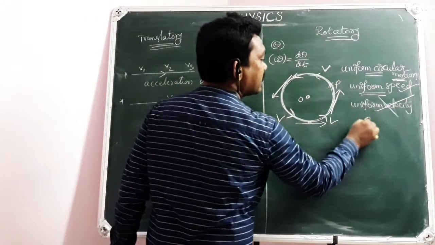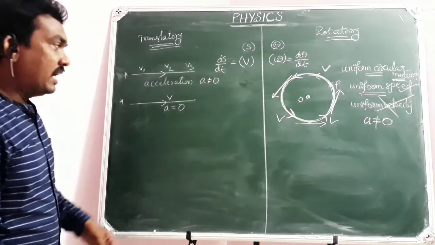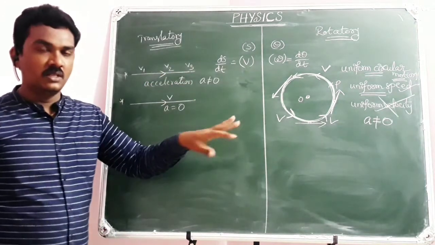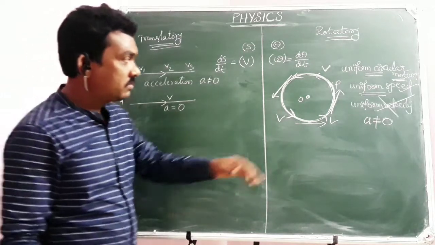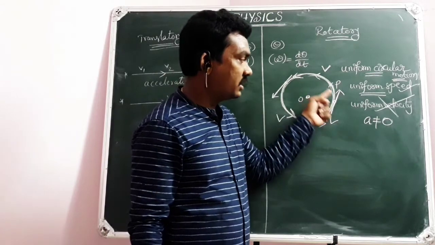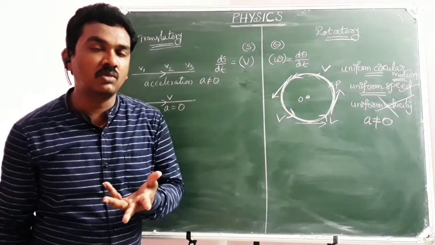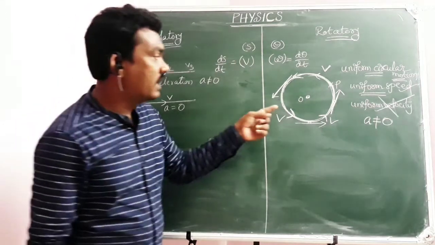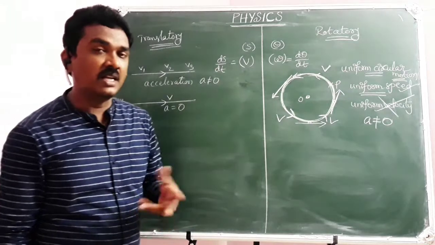That's why acceleration is not equal to 0. Only when velocity is constant, acceleration equals 0. But here, the direction of velocity is going to change continuously, that's why acceleration is not equal to 0. Then you may ask, sir, how can the particle have acceleration as the speed remains constant? Because the direction changes, so velocity changes.